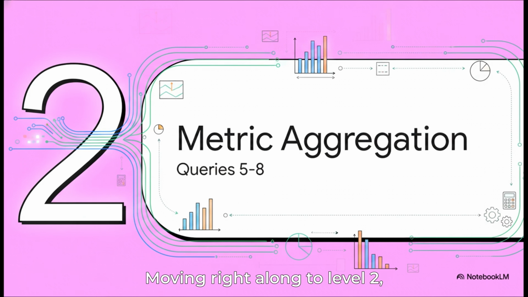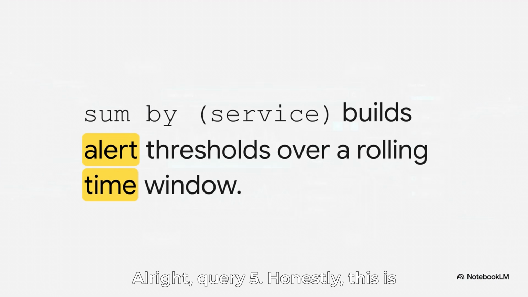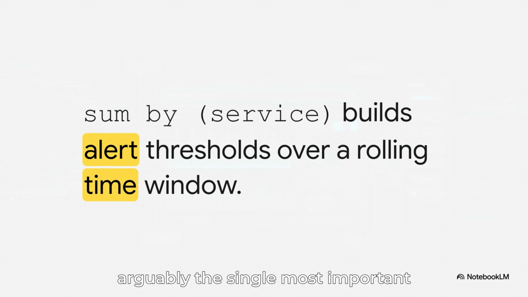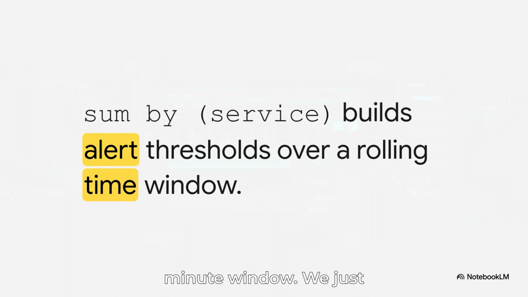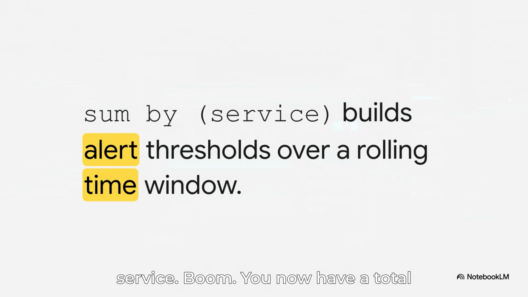Moving right along to level 2, metric aggregation, which covers queries 5 through 8. All right, query 5. Honestly, this is arguably the single most important metric query in your arsenal. We're creating a service-level error counter over a rolling 5-minute window. We just take our stream selector and error filter, wrap it in a count_overtime function for a 5-minute interval, and aggregate it by service. Boom. You now have a total error count per service across your entire production cluster. This exact query is your foundation for building proactive alert thresholds in Grafana.